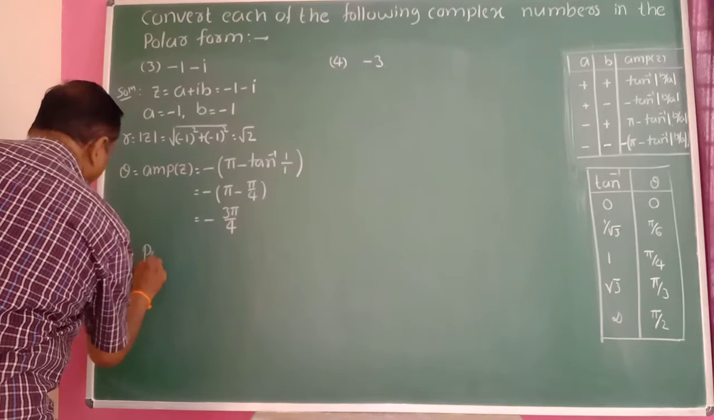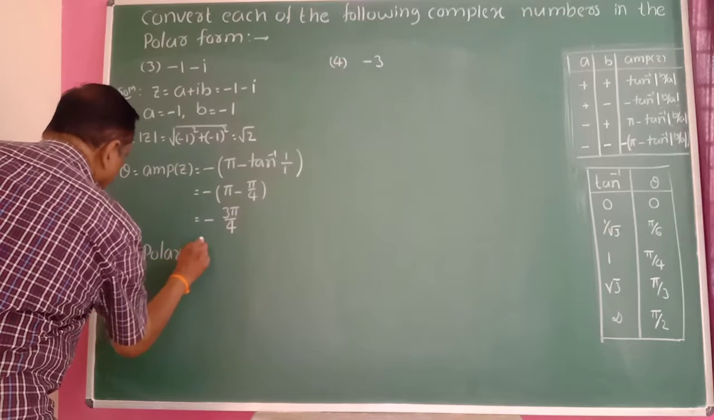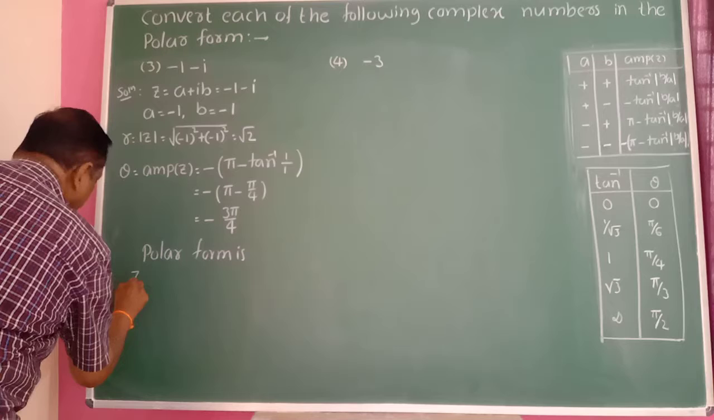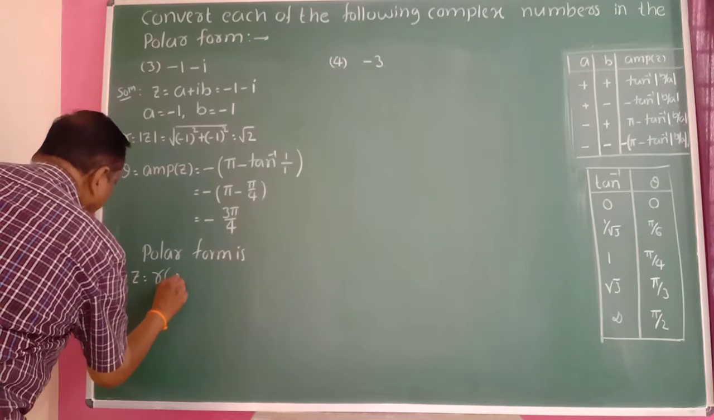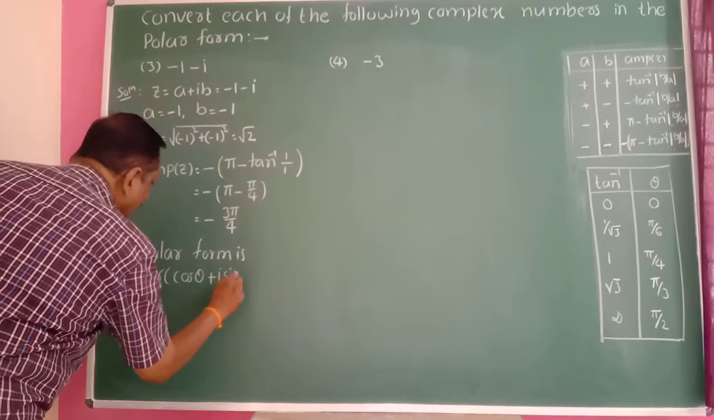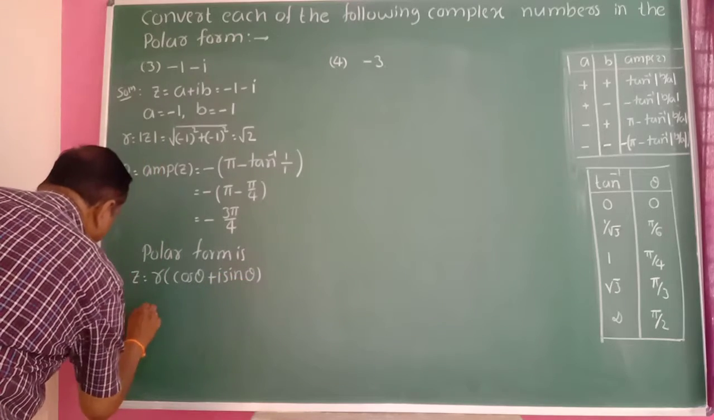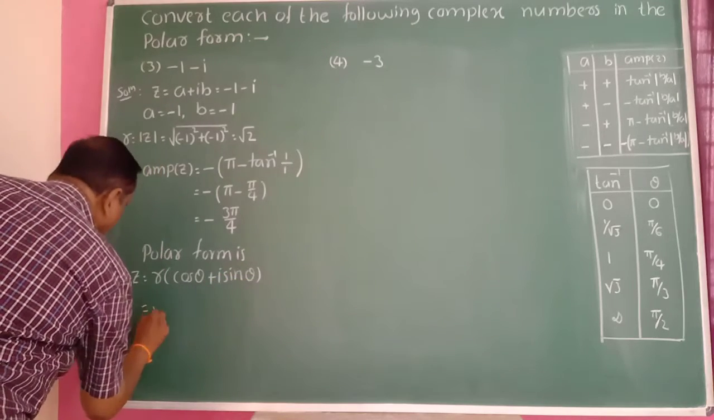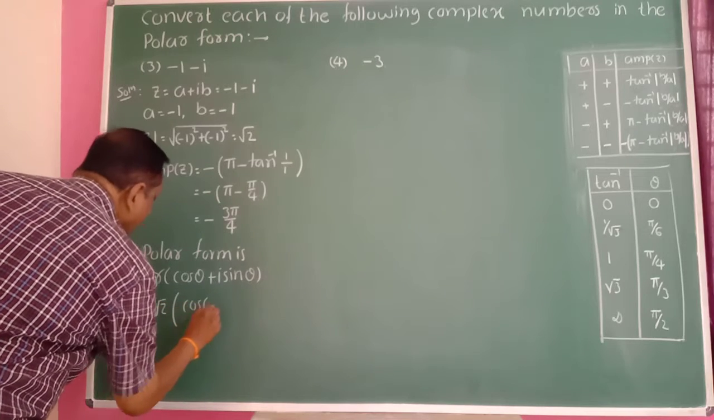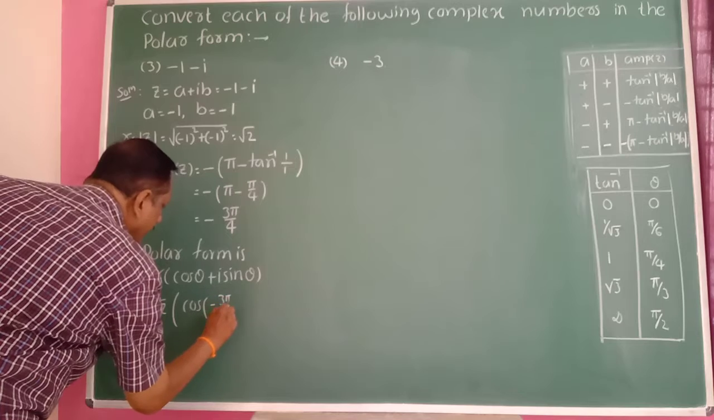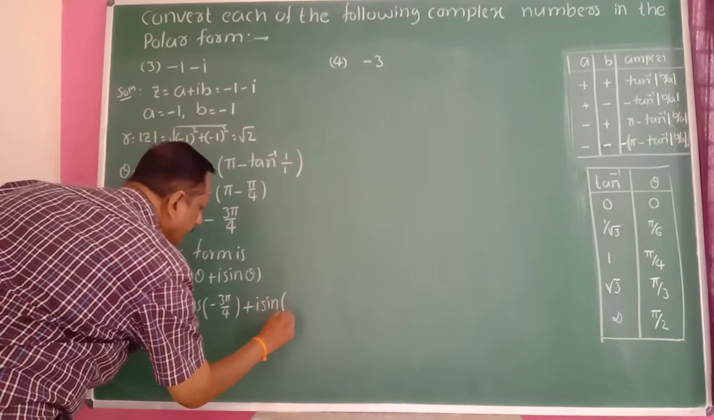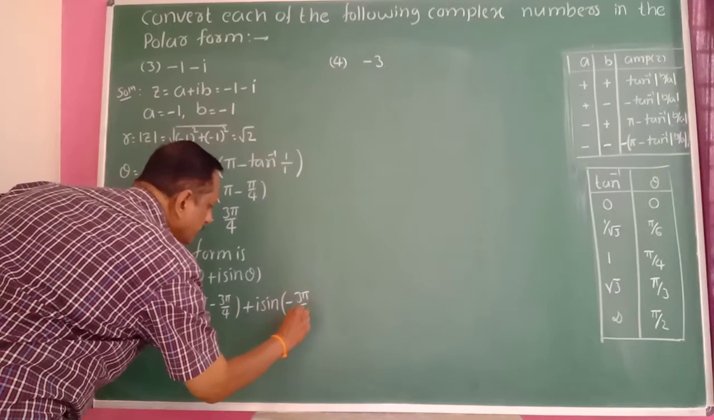Then the polar form. Polar form is z = r (cos theta + i sin theta). Then the r value is root 2, so z = root 2 into (cos of minus 3 pi divided by 4 plus i sin of minus 3 pi by 4).